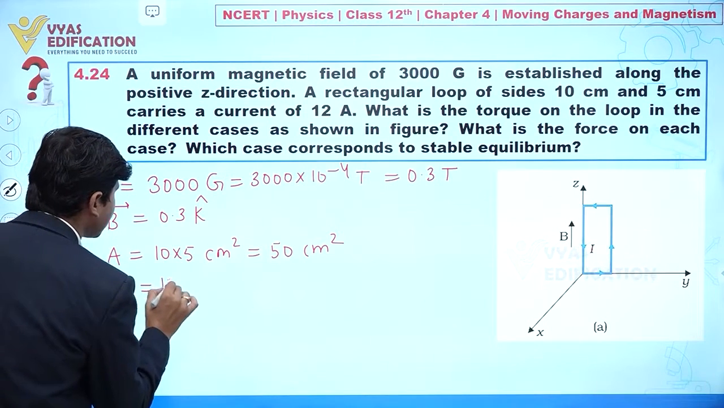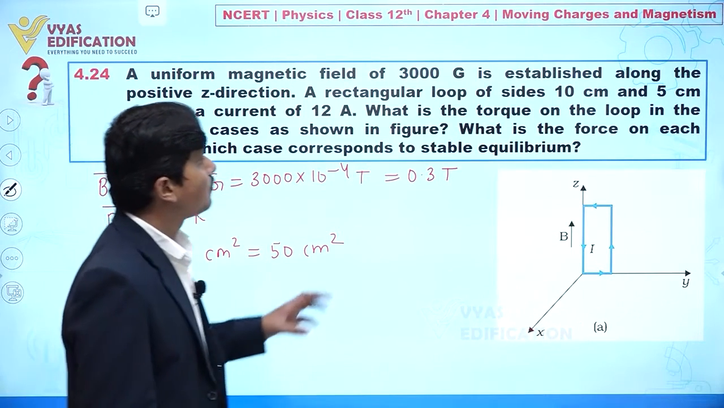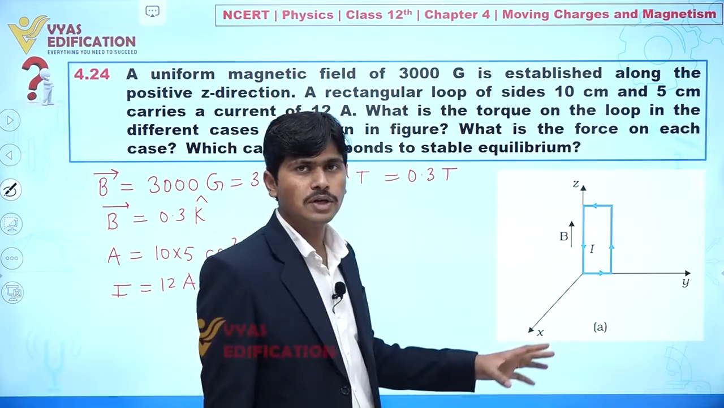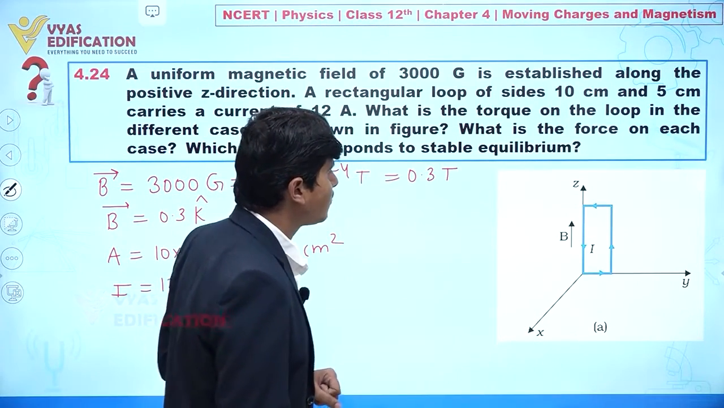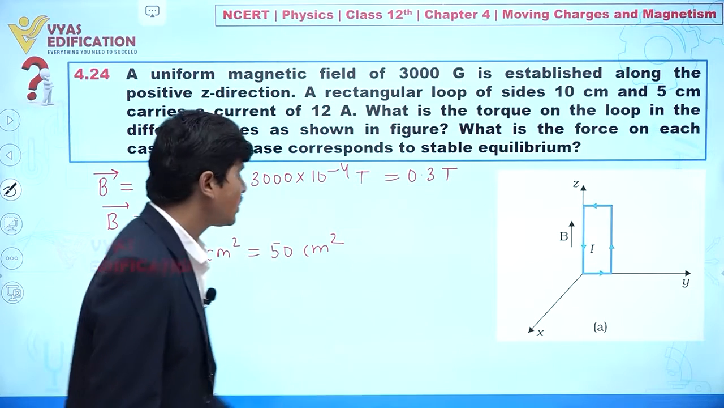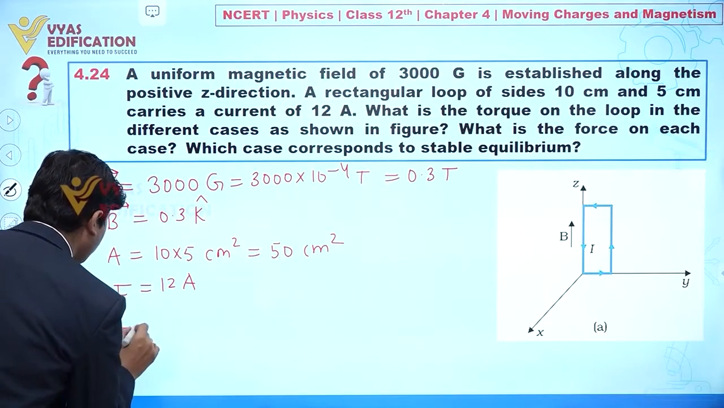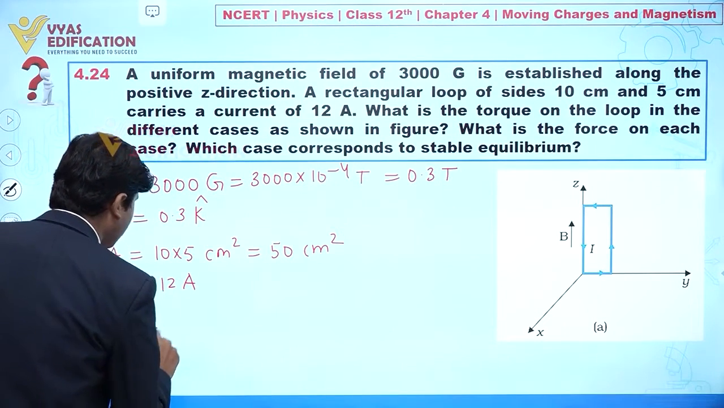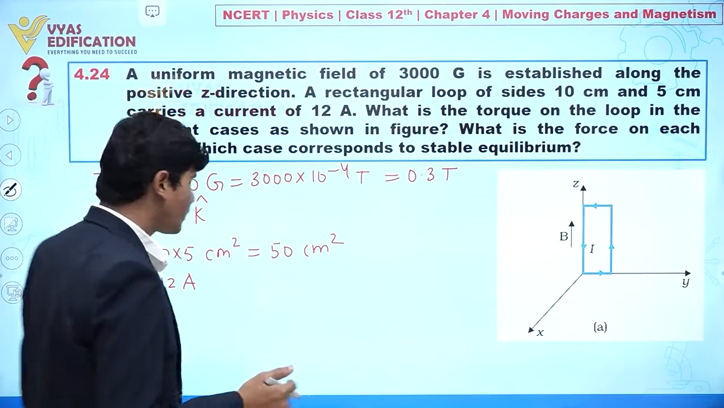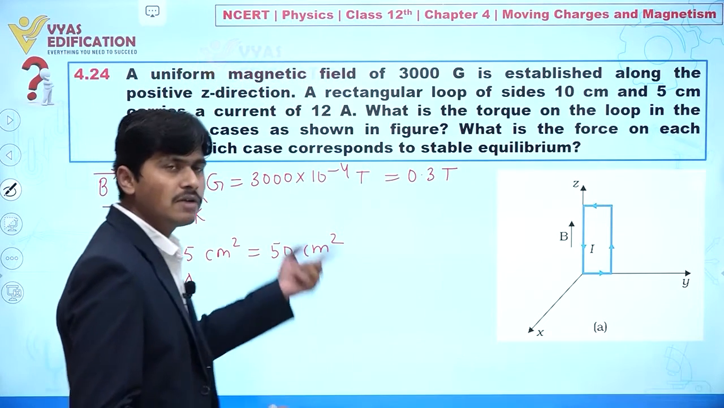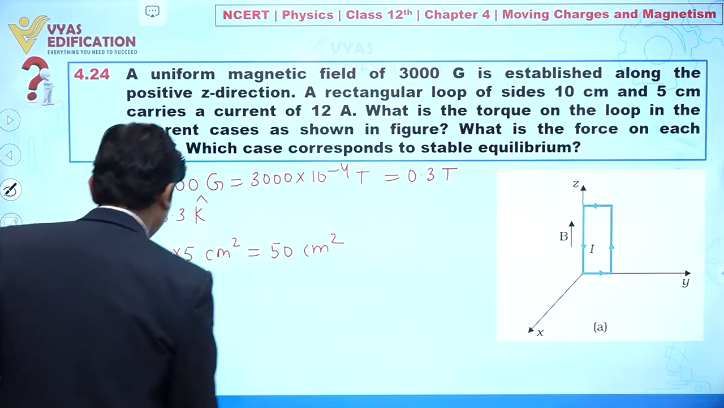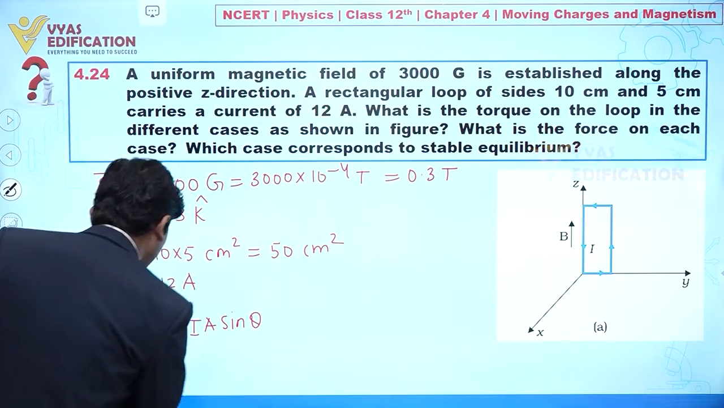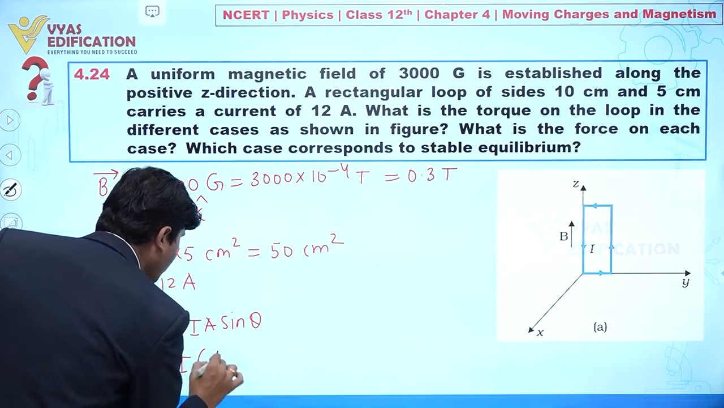It carries a current of 12 ampere. What is the torque acting on this loop? Now different cases will be shown to you here. First I am talking about part A. In part A, what is the value of torque? Torque is given by the formula torque equal to BINA sin theta. Clear? We have only one loop, so I am saying BIA sin theta, or you can also write this as I A cross B.